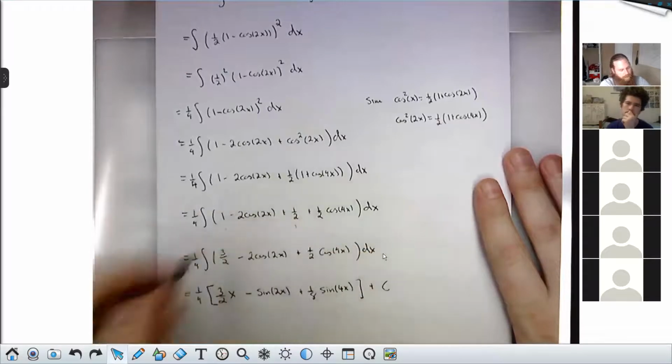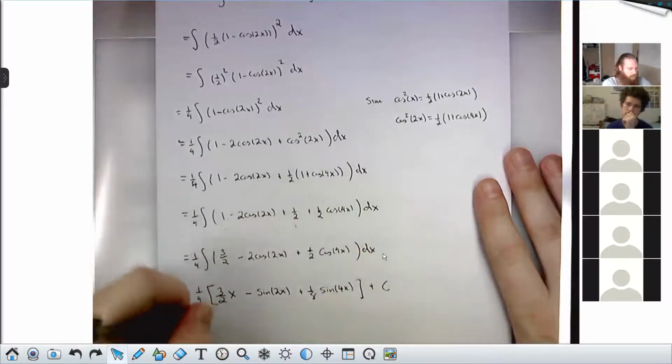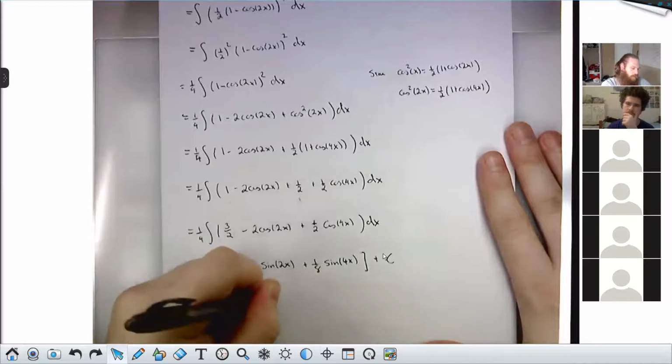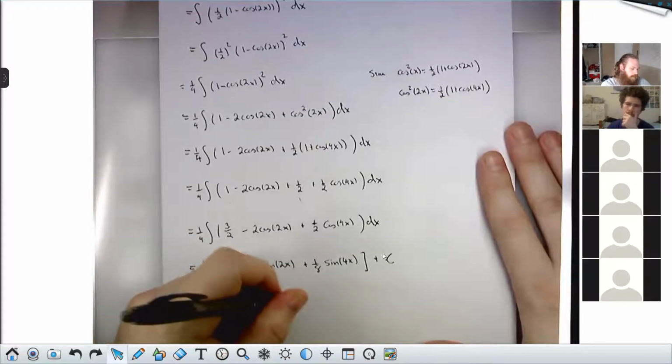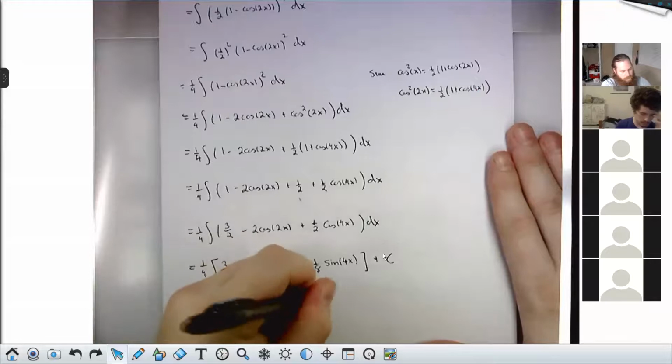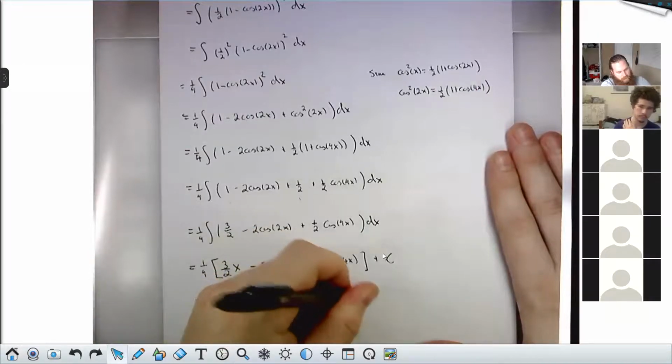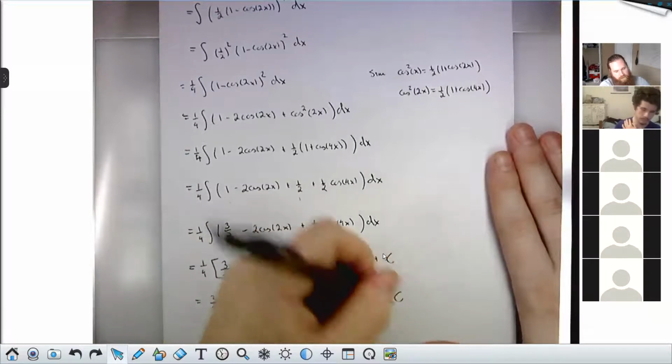And then again, to be polite, we should distribute this constant. So this would be 3/8 x minus 1/4 sine of 2x plus 1/32 sine of 4x plus a constant.